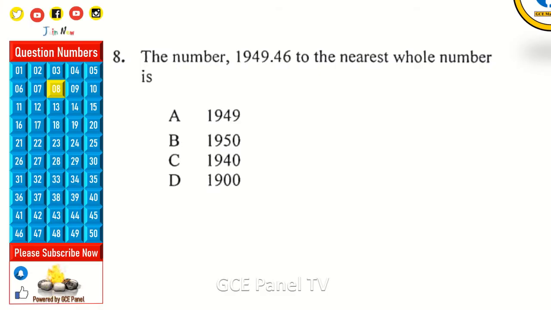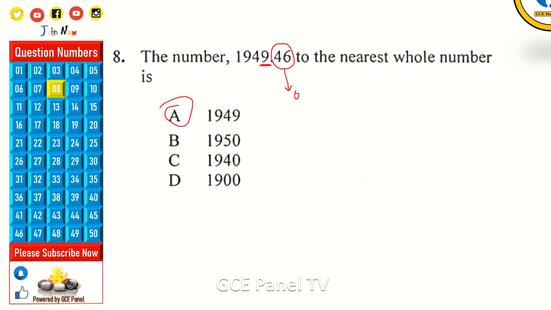Question number 8. The number 1949.46 to the nearest whole number is... So the whole number digit or position is this 9 here. So we look at the value after this number, which is 4. If it is 5 or more, we round up. But if it is less, we round down. Now 4 is less, so we are going to round down all of this to 0. This number will just remain 1949. So our key here is A. As a whole number, we have to round down, okay?